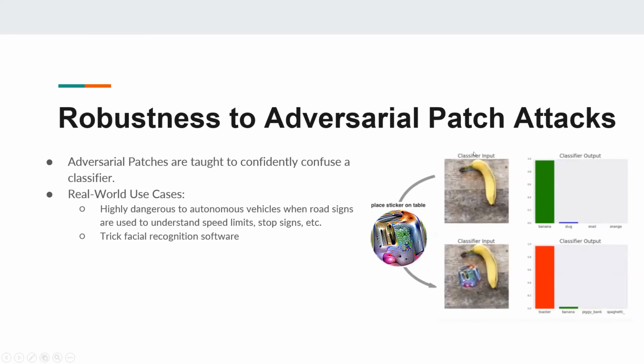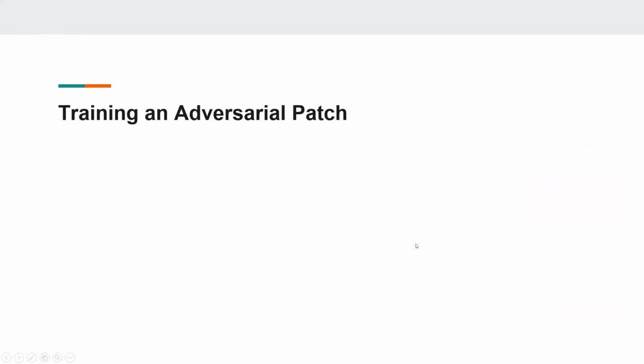So for example, we have a classifier looking at this banana here. We see that after the softmax, it's predicting a high confidence score for banana. Once the patch is applied or placed in the real world and another image is taken here, the classifier is now highly predicting it as another class.